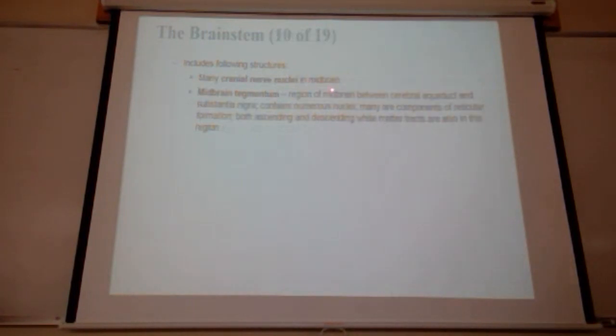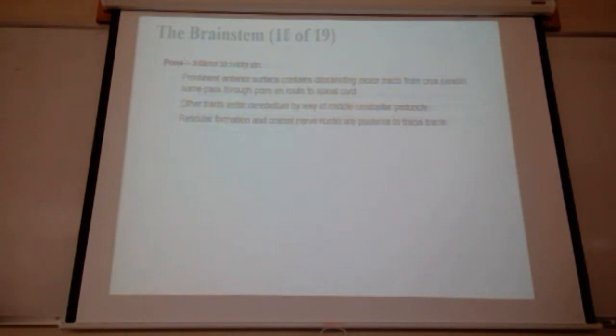Many cranial nuclei are in the midbrain, and the midbrain tegmentum is the region of the midbrain between the cerebral aqueduct and the substantia nigra. It contains numerous nuclei. Many are components of the reticular formation. Both ascending and descending white matter tracts are also found in this area.